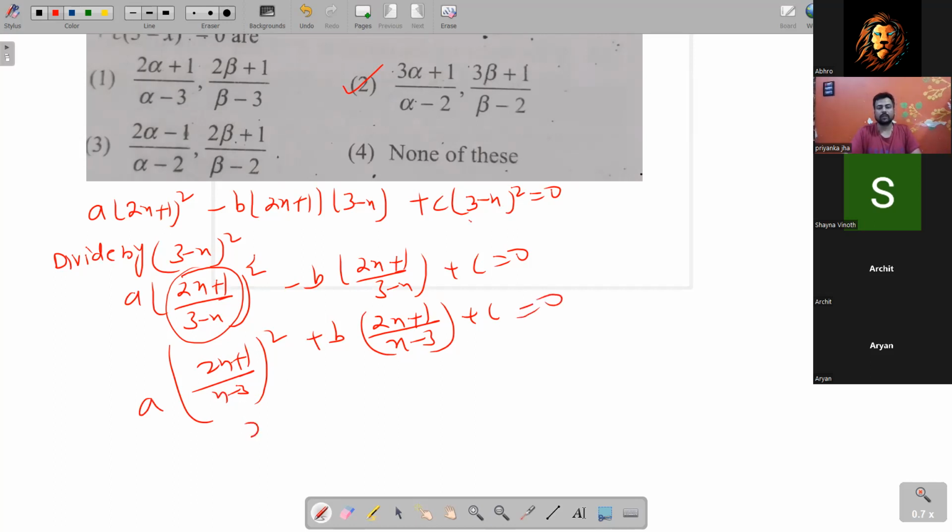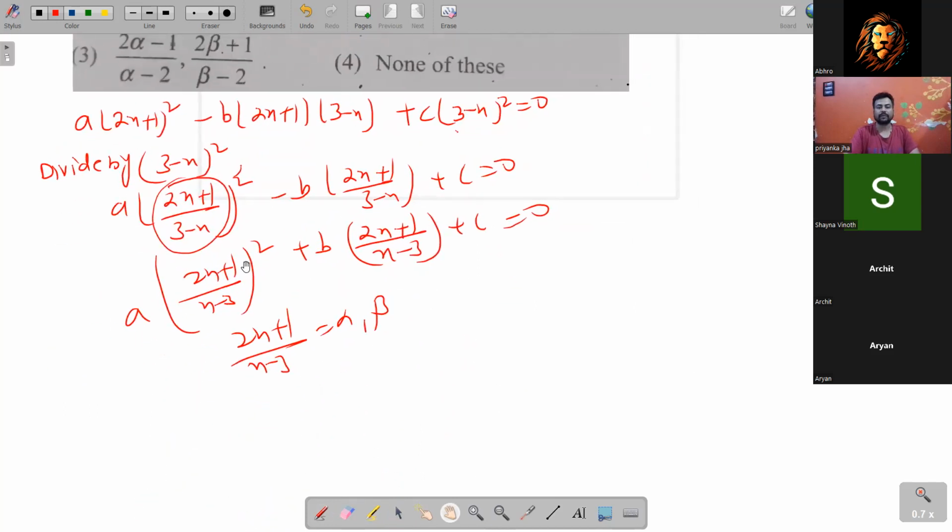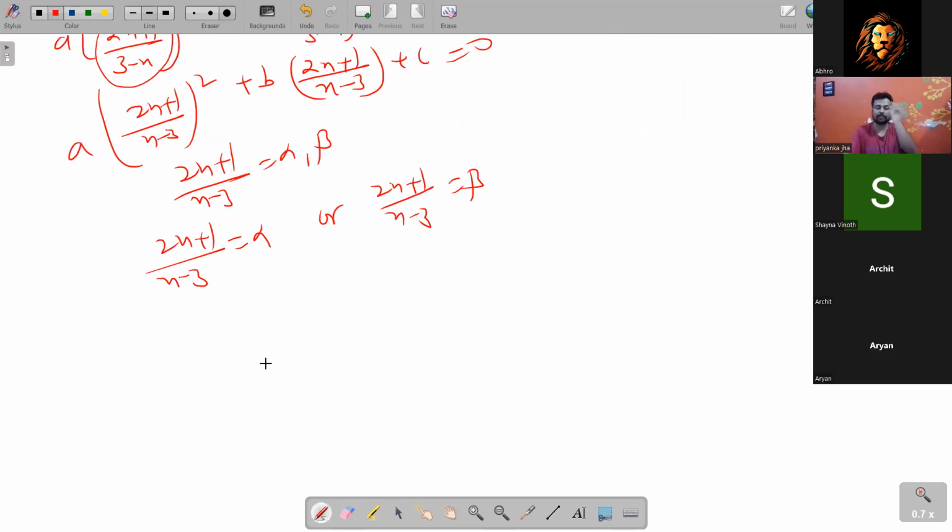So now this is your x. This is alpha and this is beta. Like in this equation, ax square plus bx plus c, x is alpha and beta. So we have a similar pattern, and this complete thing is alpha and beta. So if I solve it, (2x plus 1)/(x minus 3) equal to alpha. Similarly, (2x plus 1)/(x minus 3) equal to beta. If we solve, we'll get x, and that x will be the root of this equation.